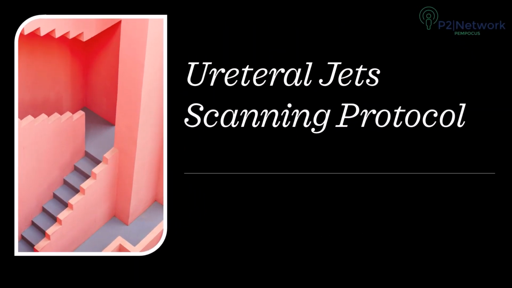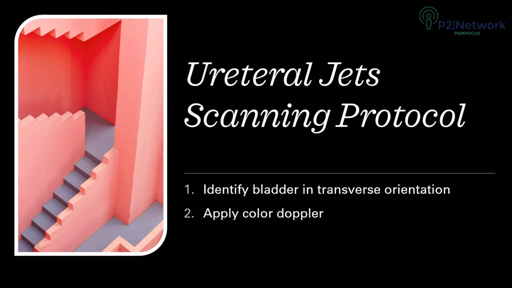Next, we'll talk about ureteral jets. Obstructing nephrolithiasis can cause ureteral obstruction, and this can be evaluated by assessing bladder urinary jets on POCUS. You'll identify the bladder in transverse orientation as we previously described, and then you'll apply color Doppler to the inferior medial portion of the bladder, and then wait to see if you see jets on both sides.